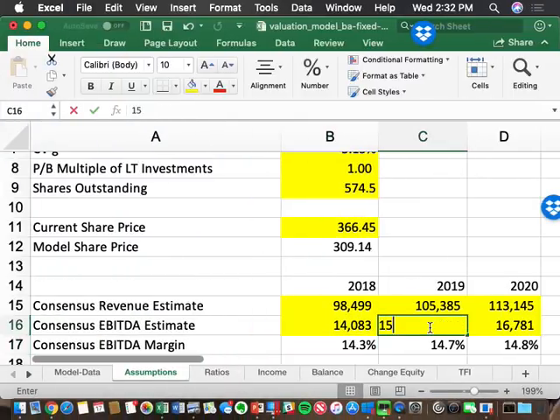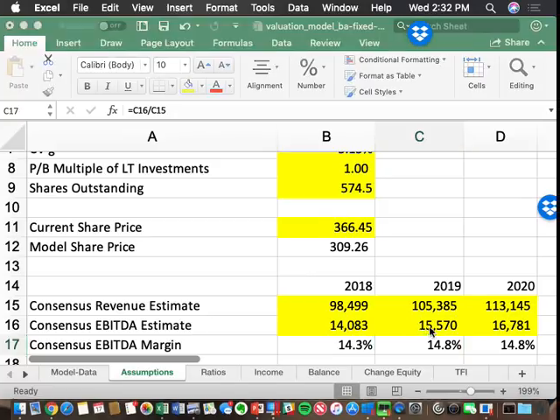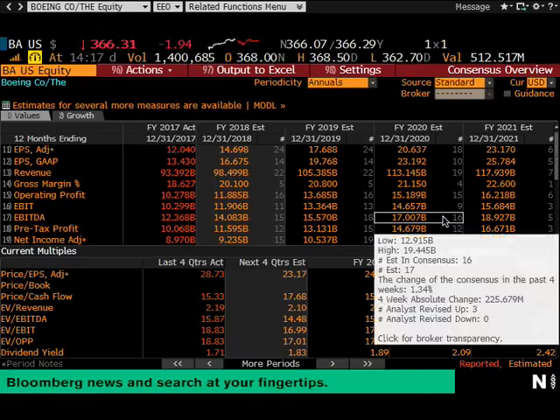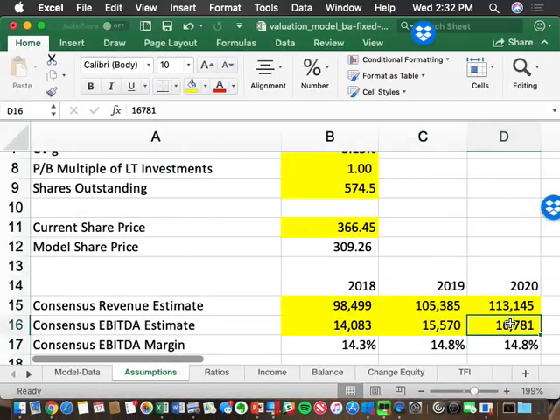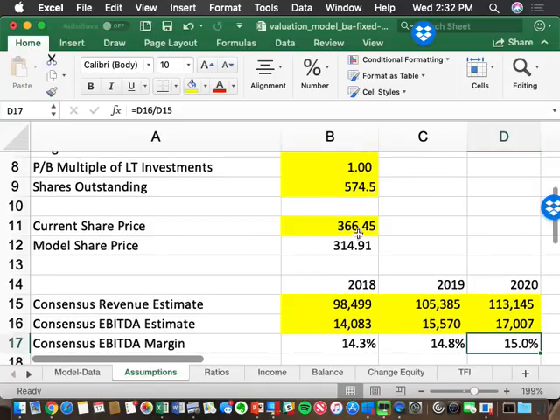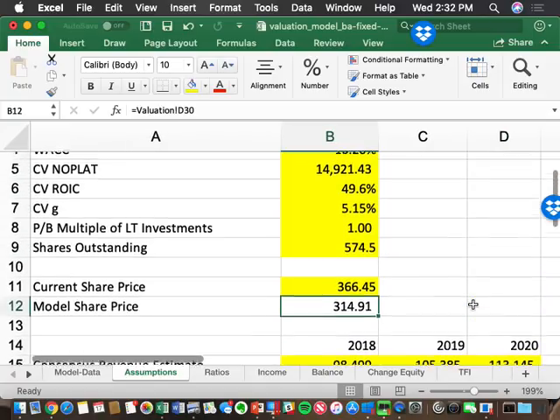$15,570. 17,007. Not much, but a little bit. They did change. All right, and so again, I'm at about a $315 share price.